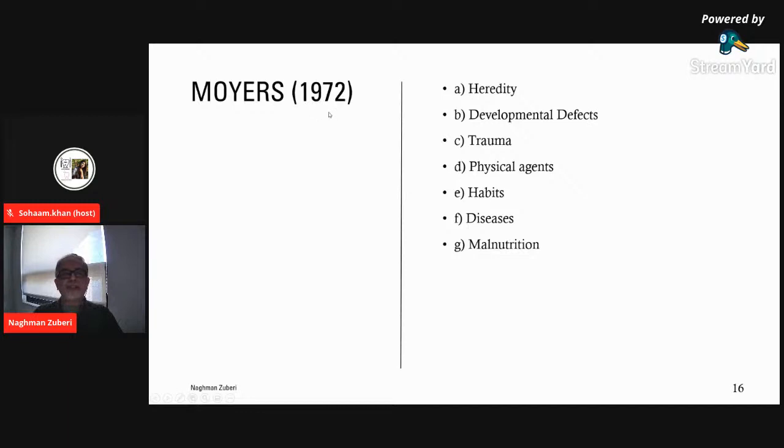In 1972, Robert Moyers proposed certain factors and classified them as heredity, developmental defects, trauma, physical agents, habits, diseases, and malnutrition. He also said that heredity is not only the genetic factor, but also the neuromuscular factor. And even the tongue thrust swallow and the thumb sucking, he classified under the neuromuscular influences.